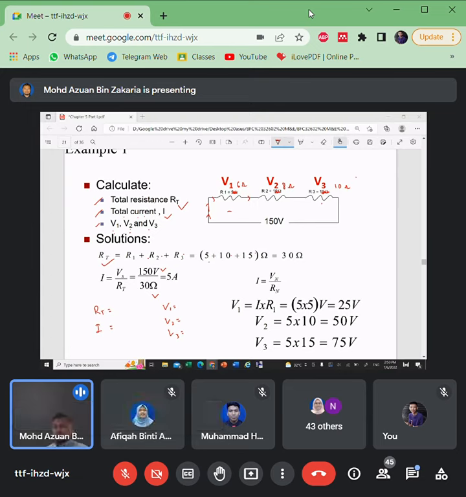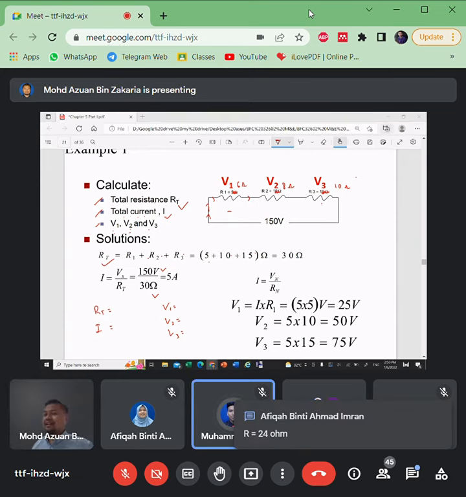Okay, saya rasa soalan ni simple saja. So kalau ada yang dah jawab, mungkin boleh share dekat chat box. So R total berapa dapat? Senang je guys. 24. 24 ohm. Jangan lupa, 24 ohm. Don't forget the symbol. 24 ohm.